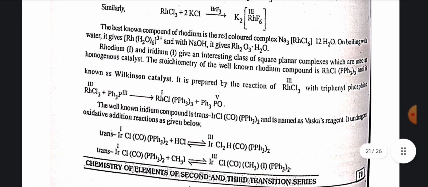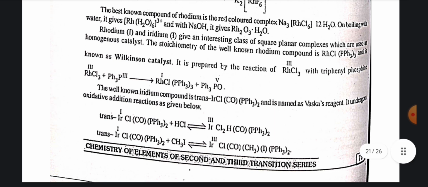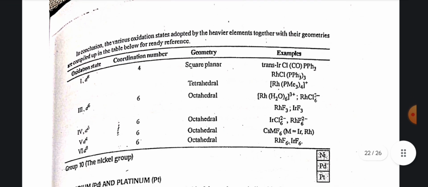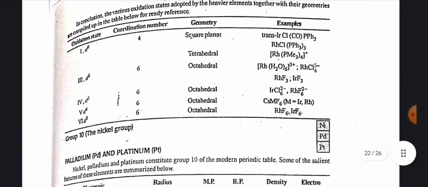Rhodium and iridium give an interesting class of square planar complexes which are used in homogeneous catalysis. The stereochemistry of the well-known rhodium compound, RhCl(PPh3)3, known as Wilkinson catalyst. It is prepared by the reaction of RhCl3 with triphenylphosphine. In conclusion, the various oxidation states accepted by the heavy elements together with their geometries are compiled in the table as given below.